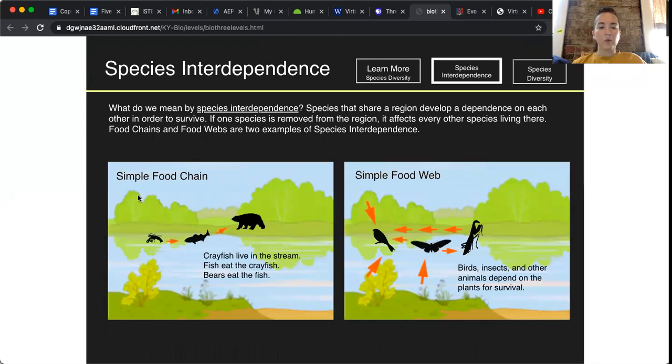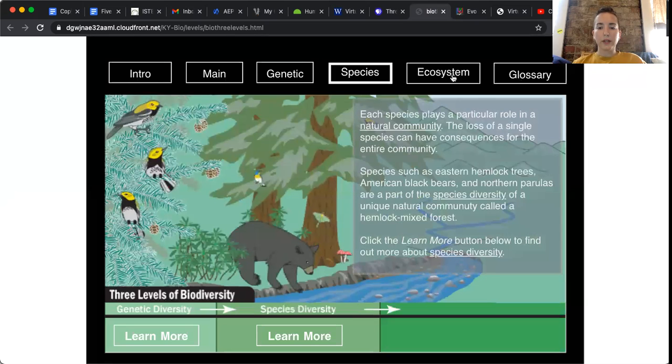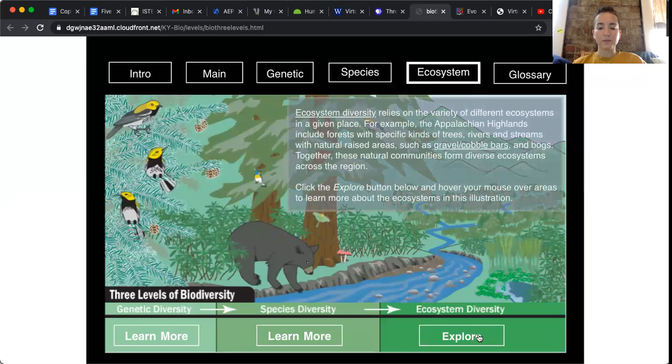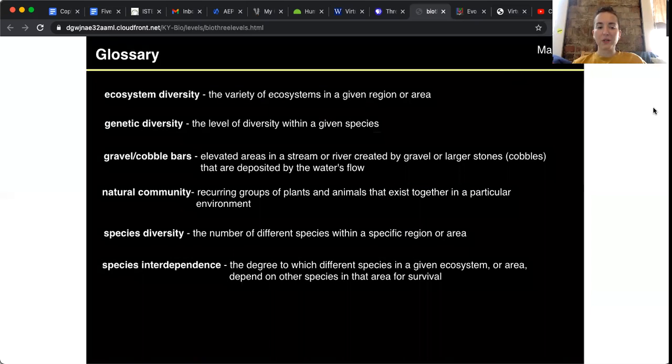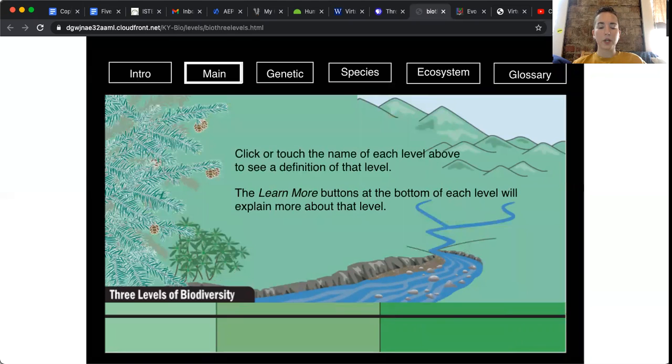And then it talks about what food webs and food chains are, making all of those connections. Then we have the ecosystems. And we can click on the different ecosystems that we see in the picture also. And it also has a glossary. So if they're not familiar with some of these animals or these words, they can go and look them up on here. It gives them some more information.